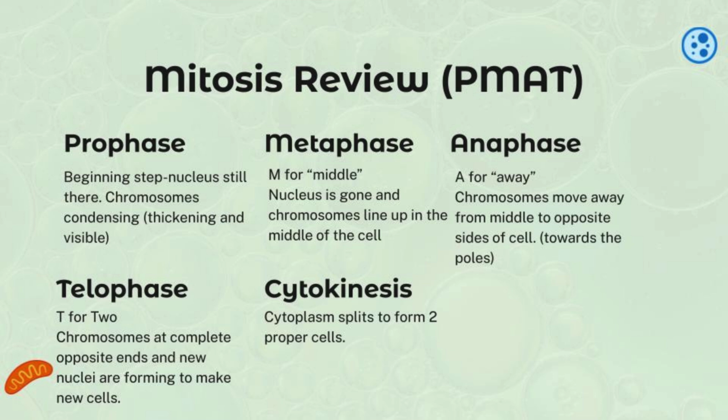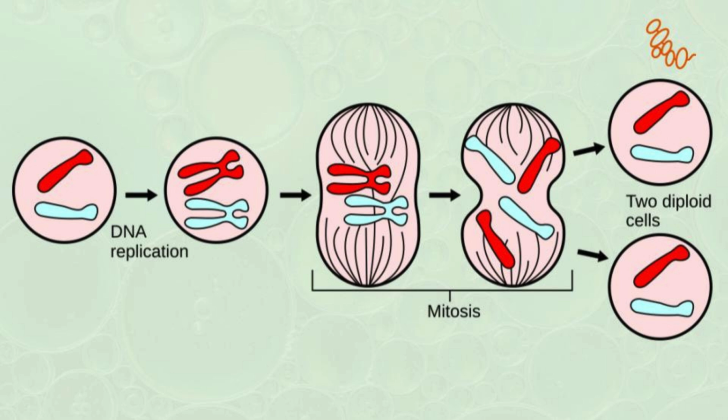We still have prophase. This is where chromosomes begin thickening and condensing. Metaphase, we do have that lining up in the middle. The nucleus is gone. Anaphase, our chromosomes move away to opposite sides of the cell, and telophase is when we now have those two nuclei forming, followed by cytokinesis to finish the split. And you can see that here.